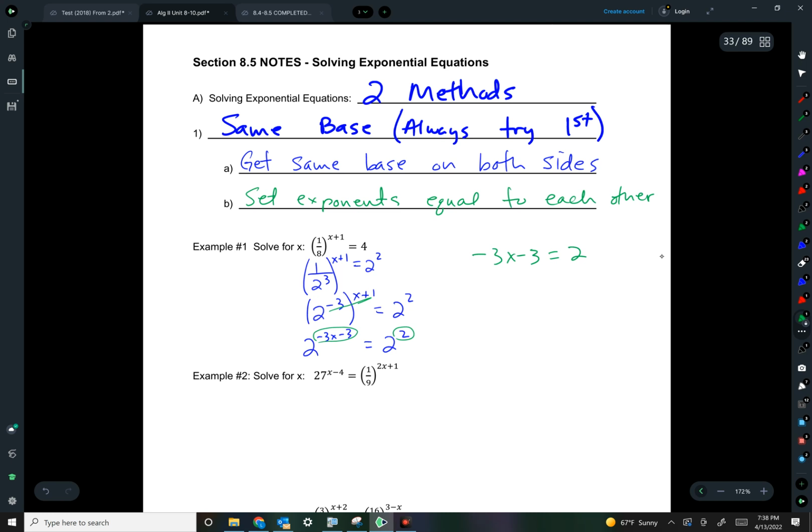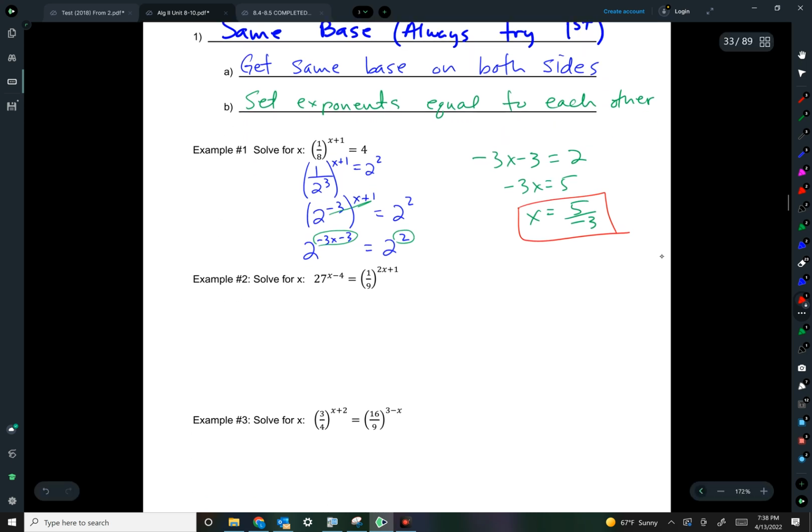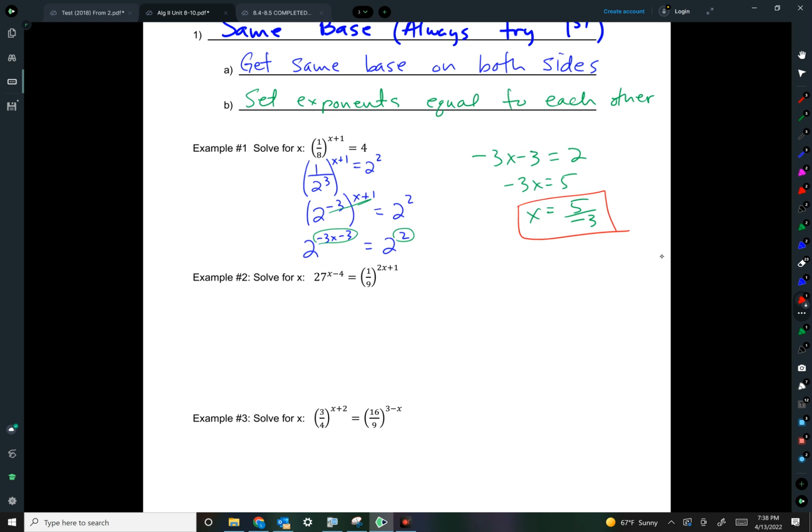And then can you solve? Sure. Add 3. Negative 3x equals 5. And x equals 5 over negative 3. And again, on these, it's okay to have a negative answer because there's no logarithms in the problem. Okay? Look at number 2. Start by, can you get the same base on both sides?